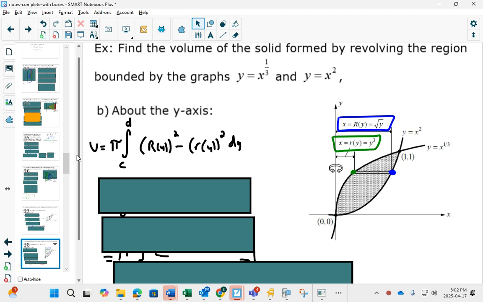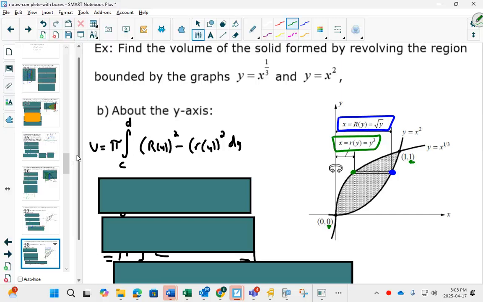So again, the volume is always bigger radius squared minus smaller radius squared, because it's big circle minus small circle. The pi can get pulled out. We need to find out what values it goes from, C to D. So now we're looking at the y coordinates. Part of me says, oh, too bad I picked this example where the x coordinates and the y coordinates are identical, because it doesn't really make it different. But now you would look at 0 to 1 because those are the y coordinates, whereas before we looked at 0 to 1 because those were the x coordinates.